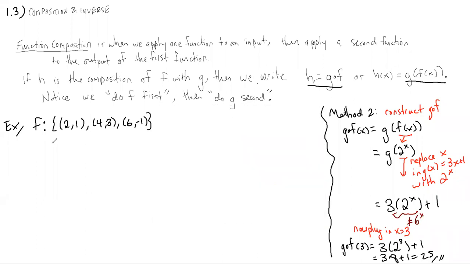And G is going to be another collection of points, and let's say -1 and 3, 1 and 5, and let's say 3 and, how about I go with 2?